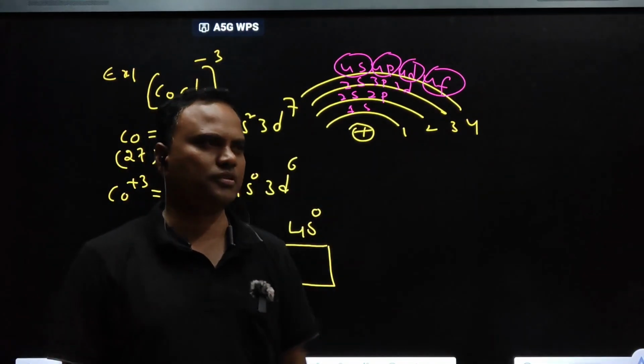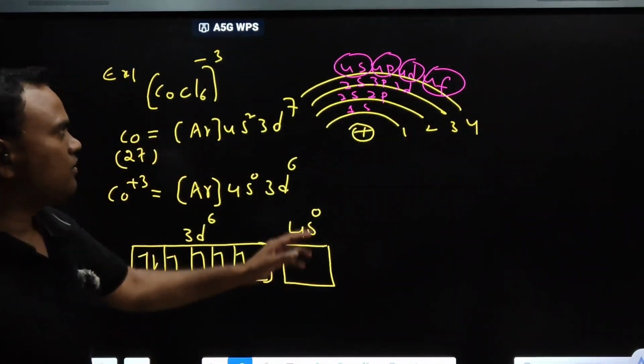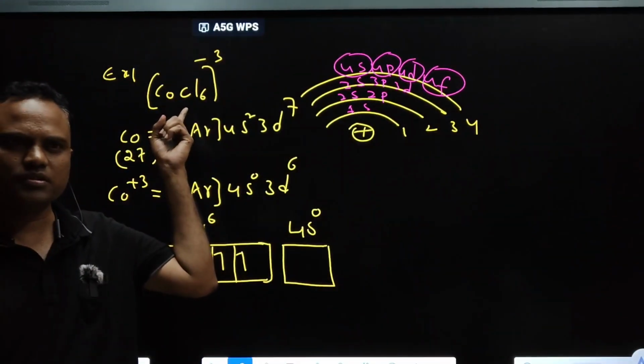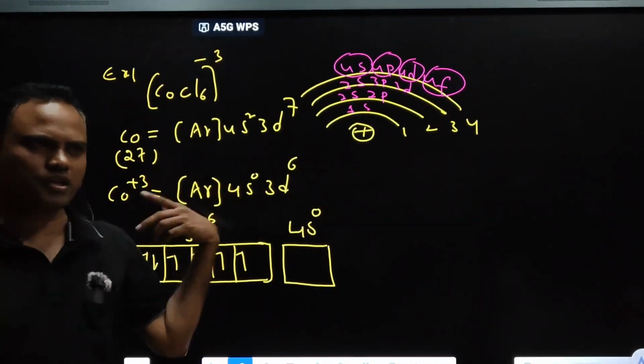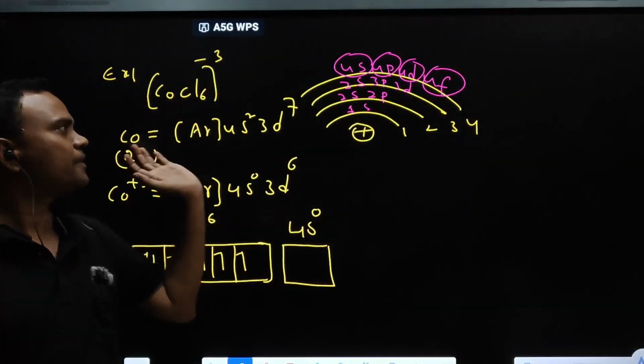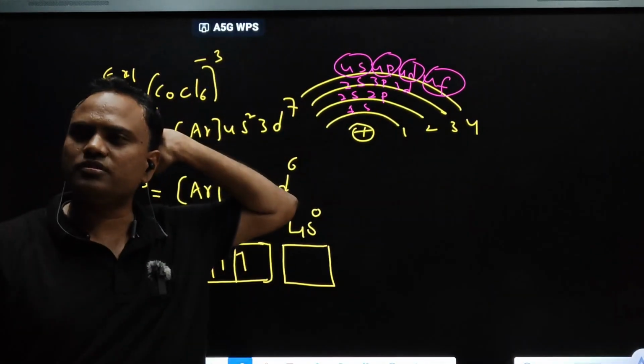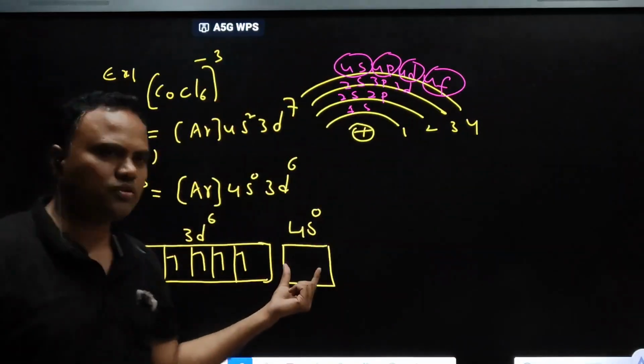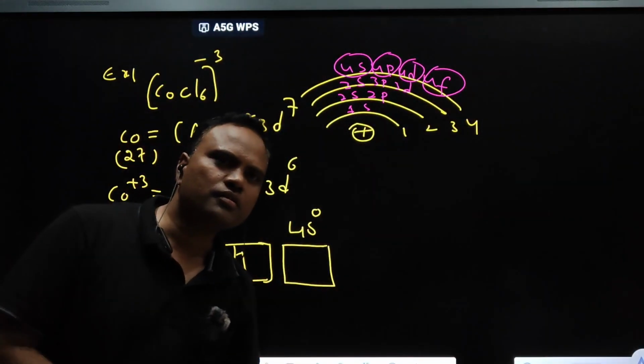Our relatives are coming, guests are coming. How many guests are coming? 6. 6 friends are coming, guests are relatives. So we have to create how many rooms? For each person, one single room we have to provide. How many rooms do we have here? Only 1. So remaining 5.